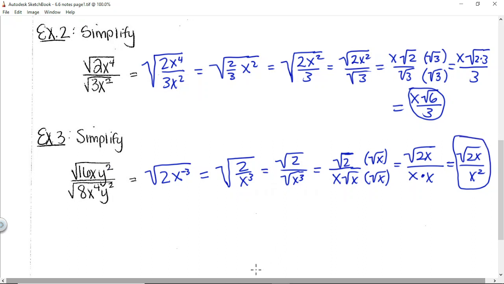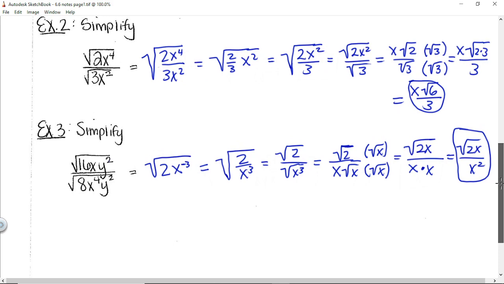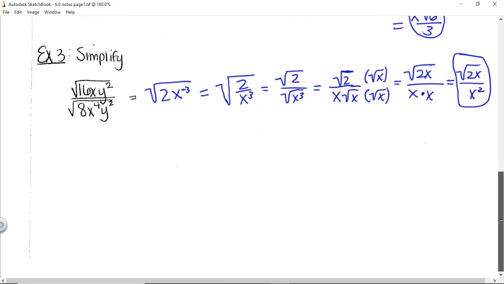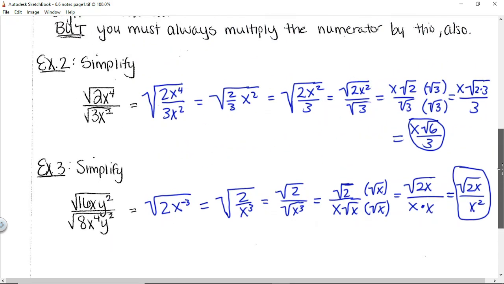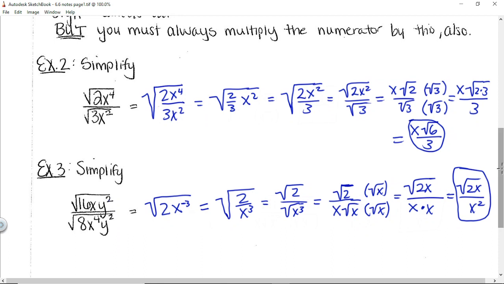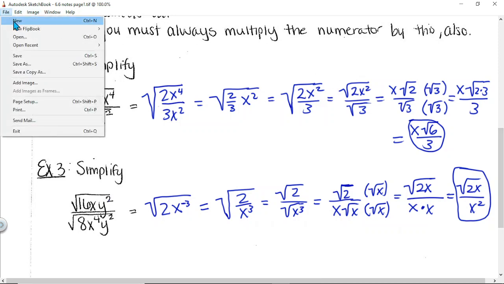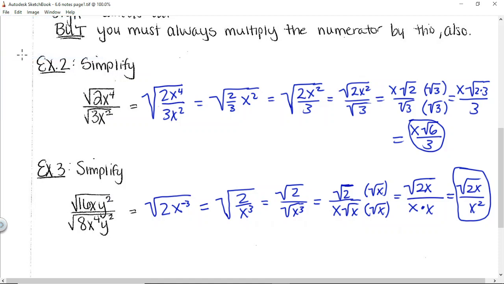There is a radical in the numerator. There's not a radical in the denominator. And so that was our goal. It's also simplified all the way. Okay. So that's all the examples we're going to look at for that type of problem. We are going to learn another technique, though. Let's save this so that I can bring in the 2nd page.